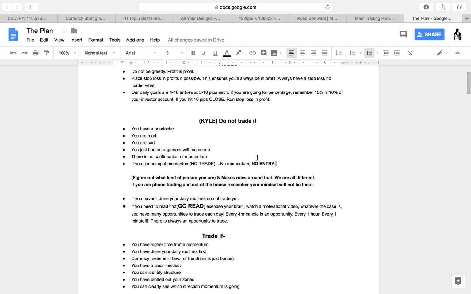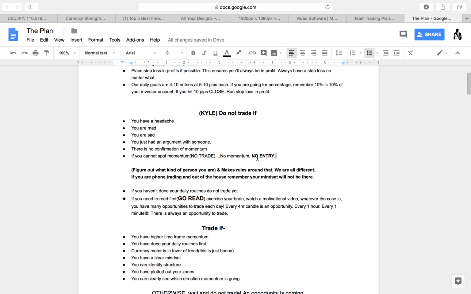If the 4-hour time frame is not telling me which direction price is going to go, I'm not looking to trade. Why? Because I want to trade around high probability times. I want to trade around times that are high probability.